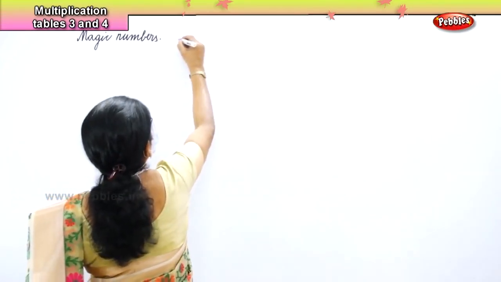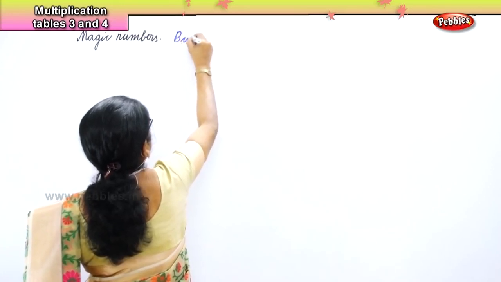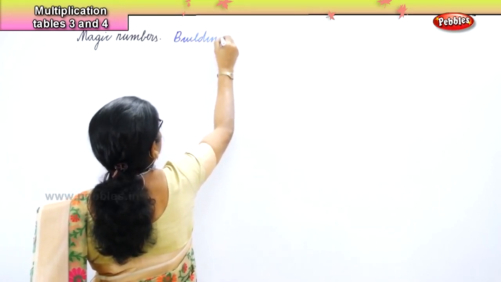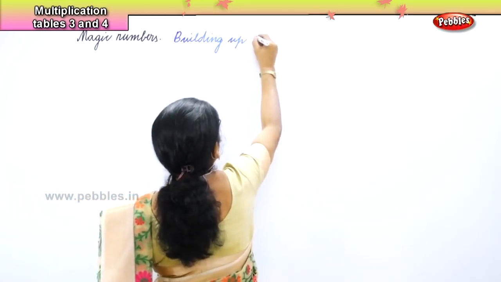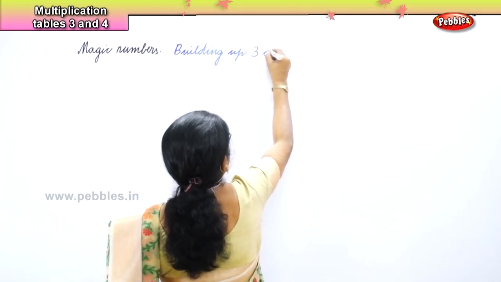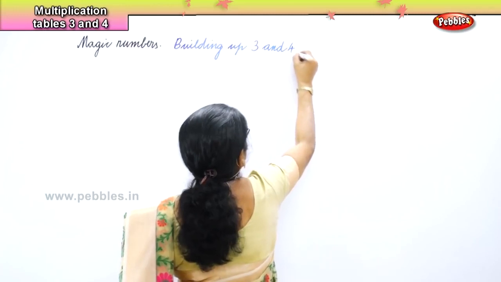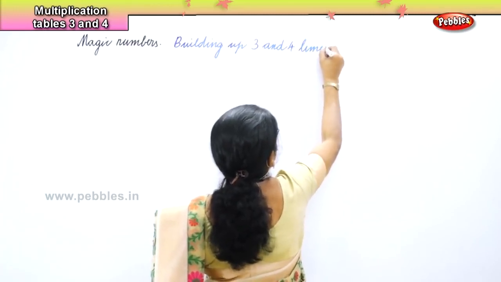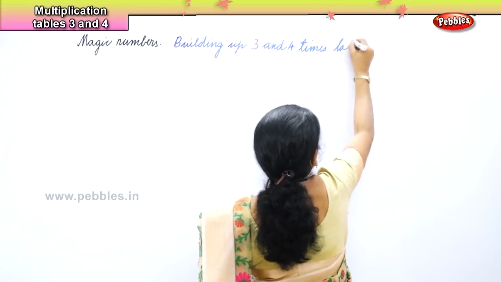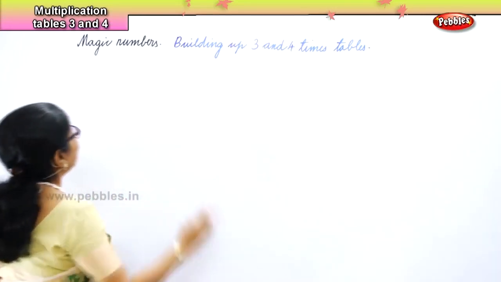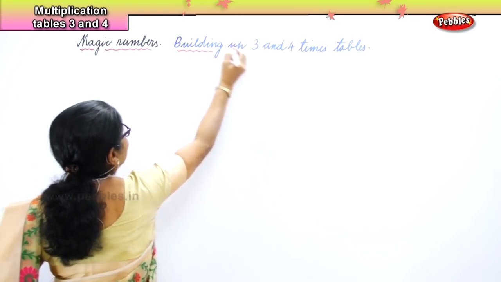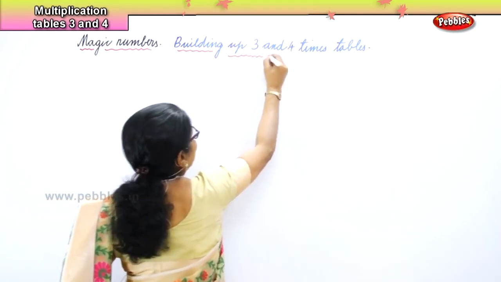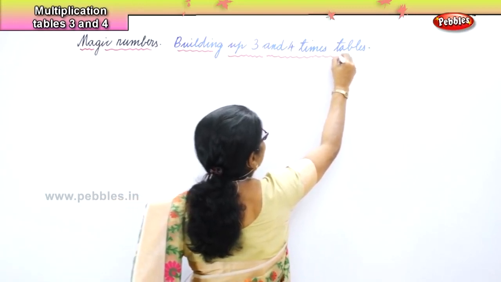What are we going to do? Building up 3 and 4 times table. Now, how are we going to do that? Okay? Magic. I said magic numbers. You love magic, and that's why we're going to use numbers to make our tables.